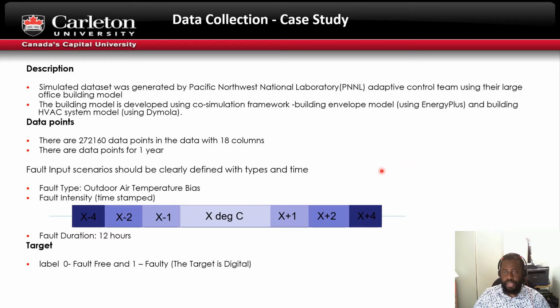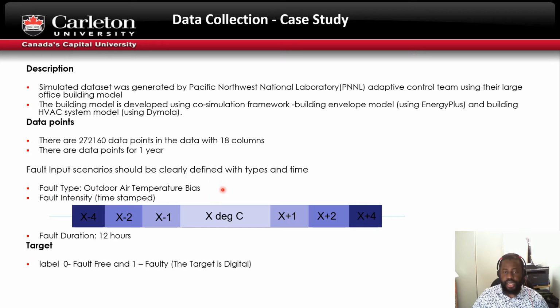The model was developed using two simulation tools, EnergyPlus and Dymola, and we looked into the data we got. They had over 272,000 data points and 18 columns of features. The data was collected for a period of 1 year. So you can see collecting temperature data for a period of 1 year covers the operating range as expected. And then the fault input scenarios were defined.